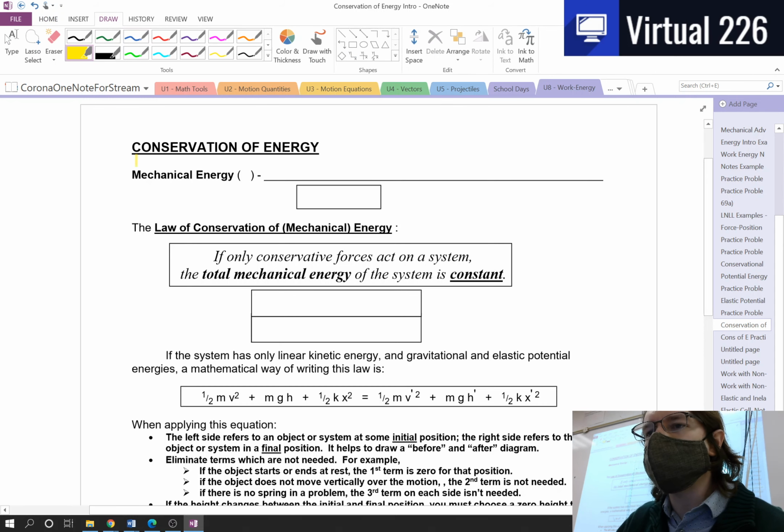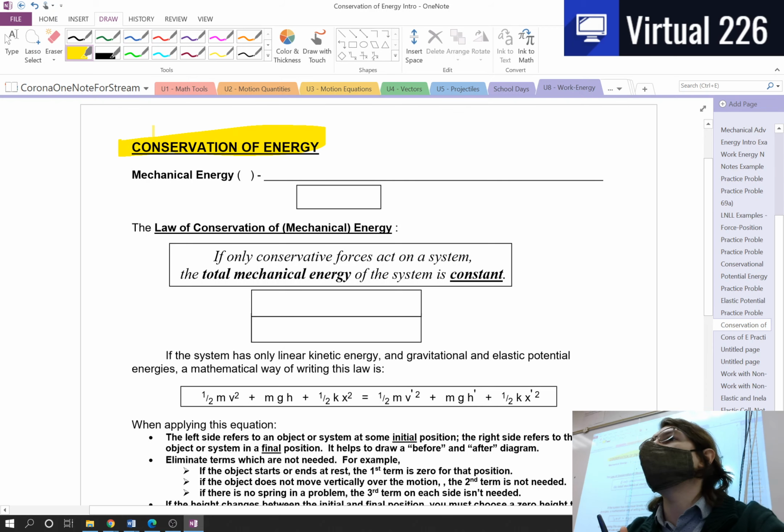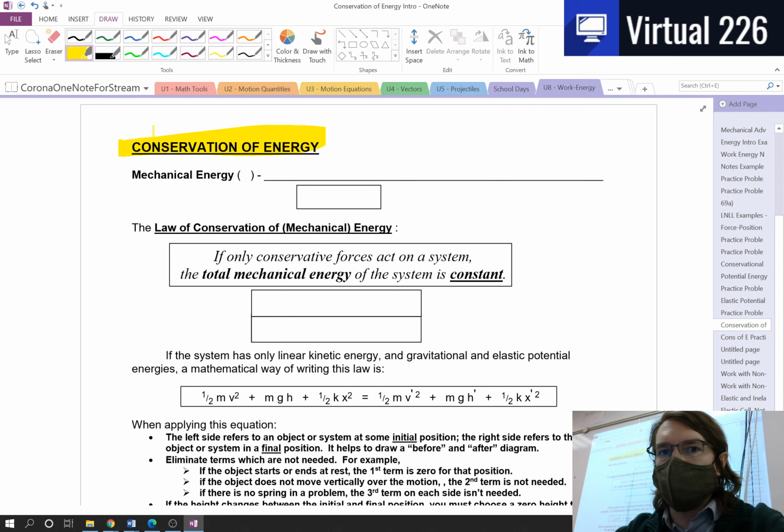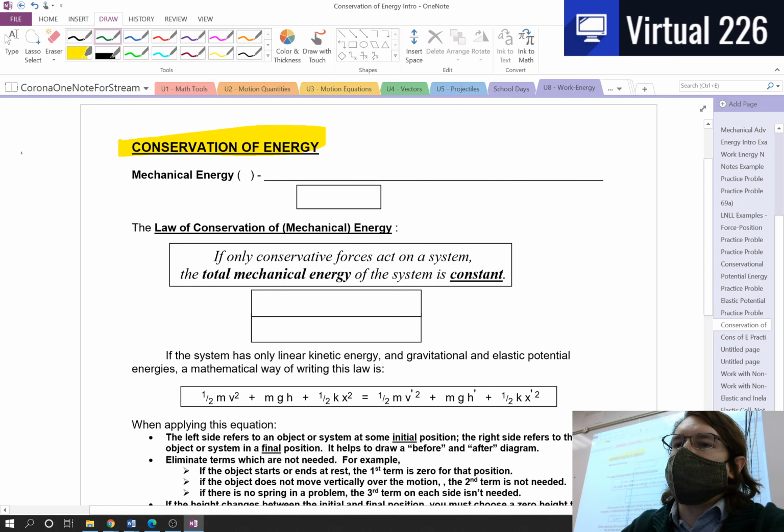Conservation of energy. Okay, so throughout this unit, we've been talking about energy. We started talking about work and how if you do work, acting with a force over some displacement with a cosine component there, you can change the kinetic energy of an object. And we knew that the kinetic energy was equal to 1/2 mv squared.